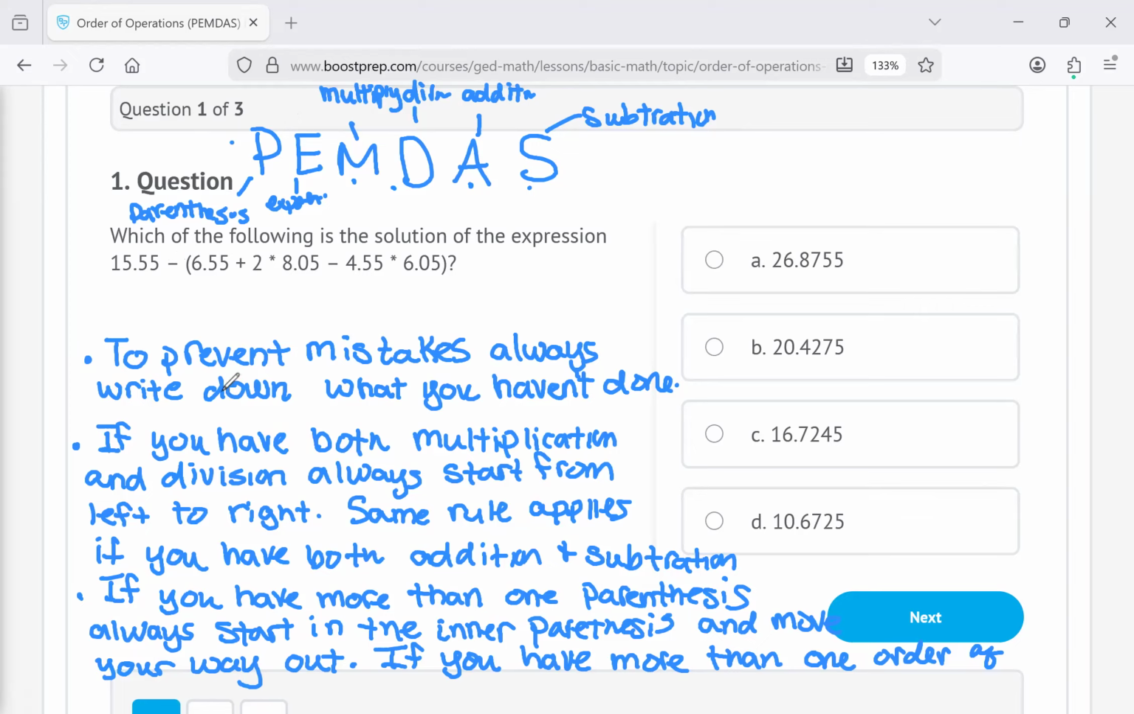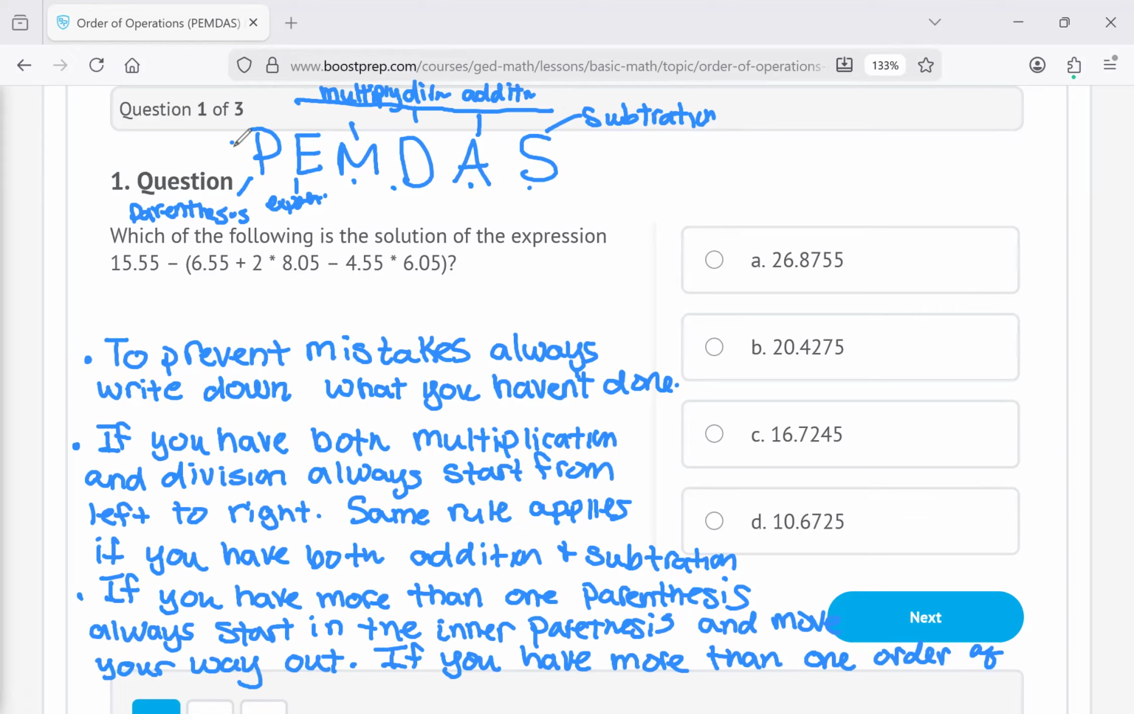If you have both multiplication and division, always start from left to right. The same rule applies if you have addition and subtraction. If you have more than one parentheses, always start in the inner parentheses and then move your way out. And if you have more than one order of operation inside the parentheses, redo PEMDAS all over. Inside the parentheses, start with PEMDAS to figure out which operation to do first. Go ahead and copy this down.